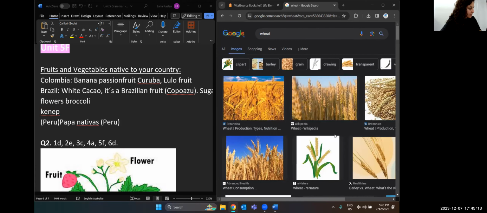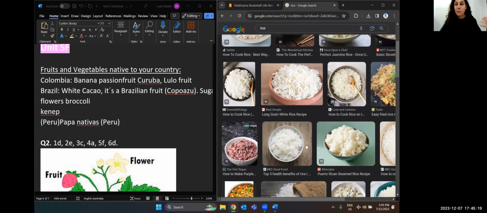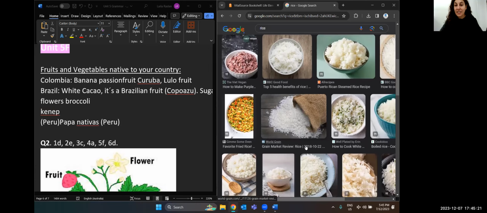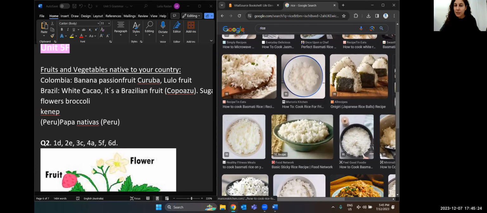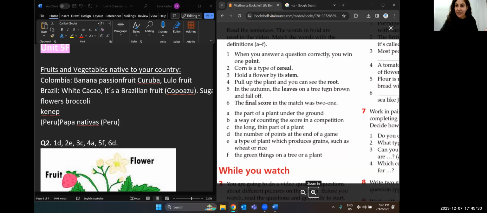And rice, we know what rice is. We have brown rice, white rice, basmati rice, jasmine rice, short grain rice, lots of different types of rice. So rice and wheat are cereals. So corn is a type of cereal. Cereal means that it's a type of plant which produces grains. Pull up the plant and you can see the root. What's a root?